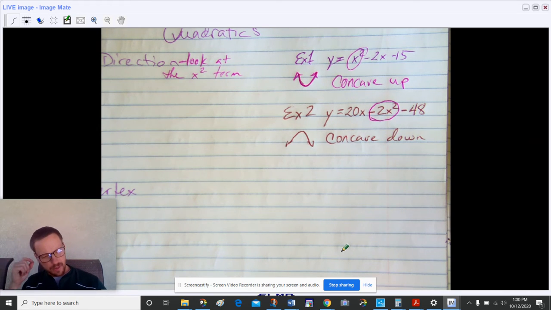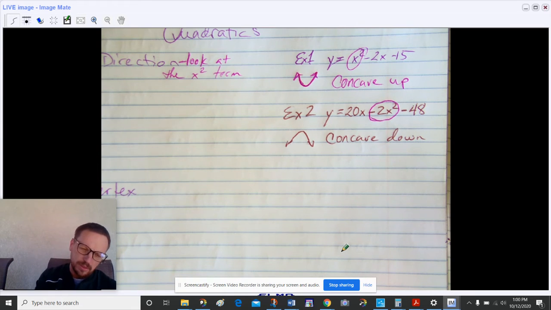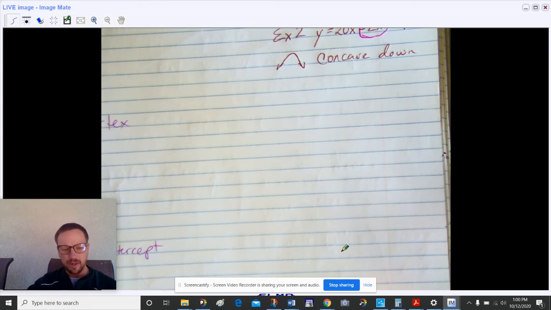And that concave is a phrase that we use. It's a calculus phrase, and since this is pre-calculus, we're going to use calculus terms. So concave up or concave down.